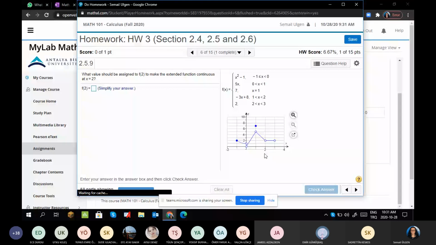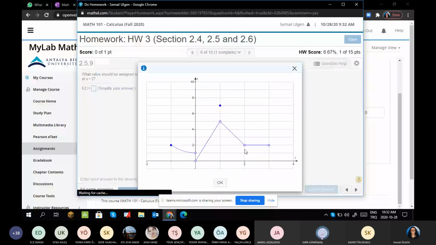So I want you to first look at that. At 2, it is not continuous. Why? Because it is not defined at 2. Does this function have a limit at 2? Can you tell me the limit at 2? And what is the limit, if there is one? Can anyone say? 2. That's right. At 2 there is a limit.